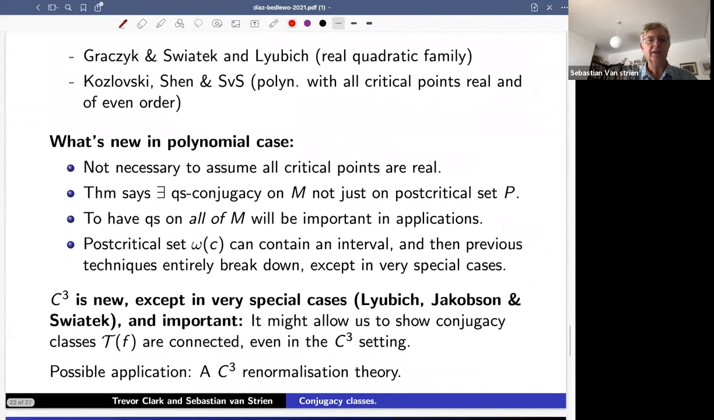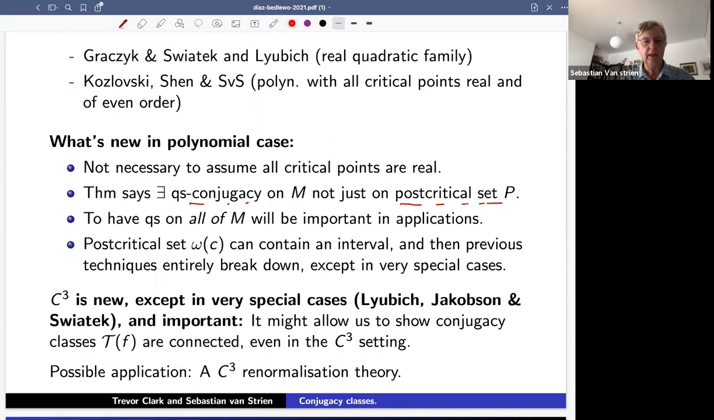And this is actually a new result, because here we don't need to assume that all critical points are real. And it's a global quasi-symmetric conjugacy, not just on some post-critical set, because sometimes you have some map H which is only defined on the post-critical set, the forward iterates of critical points, and not on the whole interval. But we want it on the whole thing for a reason that will become clear in a moment.